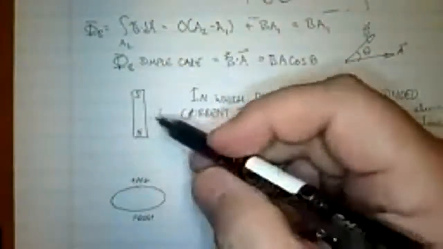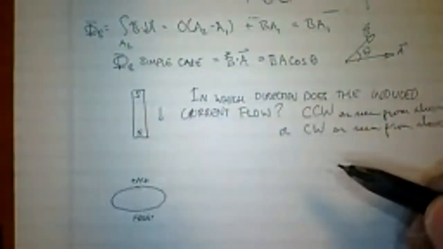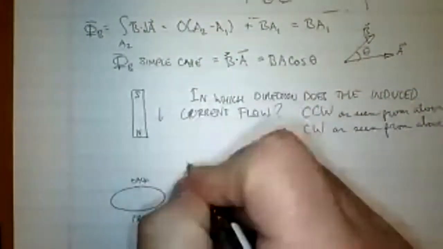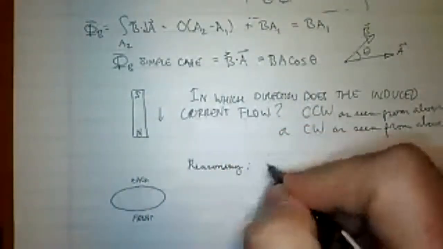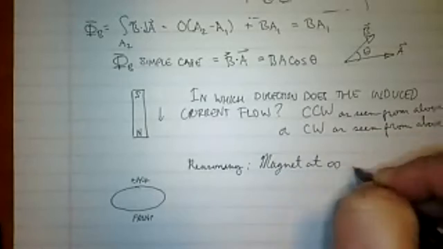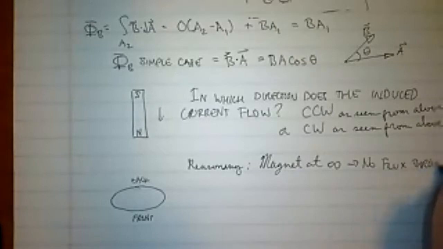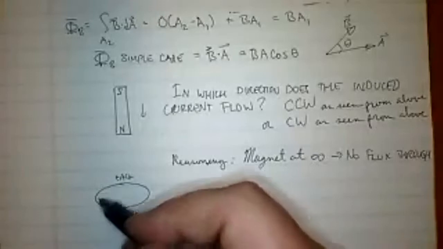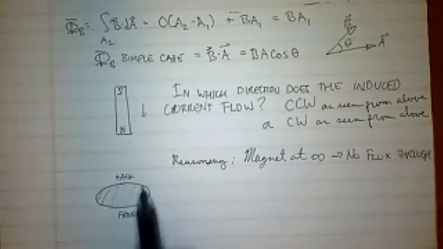So if this, let's try this way. If this magnet is infinitely far away, would there be any flux through the loop? No. Exactly. So here's our reasoning. Magnet at infinity implies no flux through. And remember, what we're actually taking the flux through is a surface that the loop spans. Technically it could be any surface, but we usually just imagine a little flat surface, if it's a little flat ring like this.